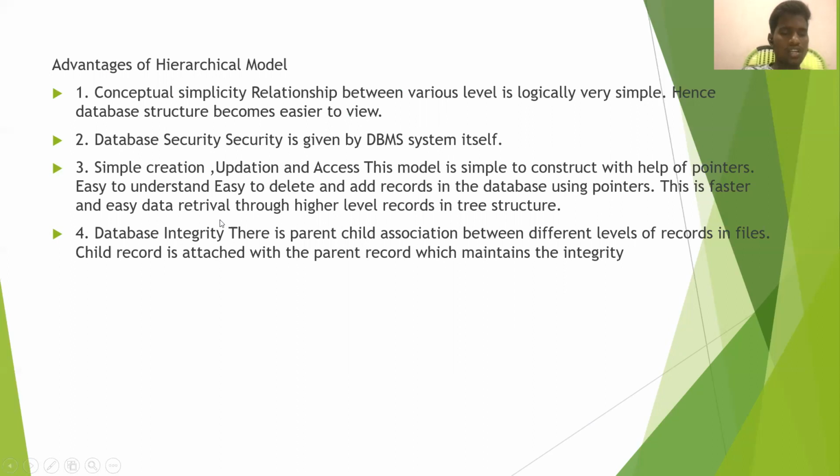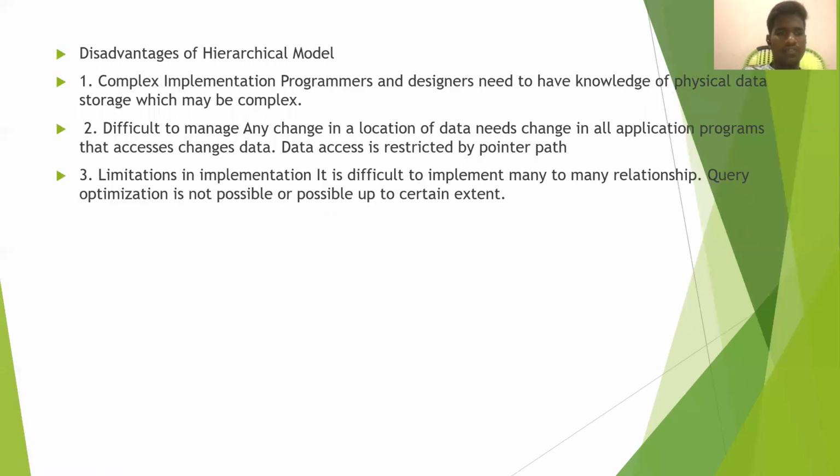This is faster and easier data retrieval through the higher level records in the tree structure. Any modification or change can be made in a faster manner, and data can be updated or manipulated in an easier manner. Database integrity: there is a parent-child association between different levels of records in files. Child records are attached to the parent records, which maintains the integrity.